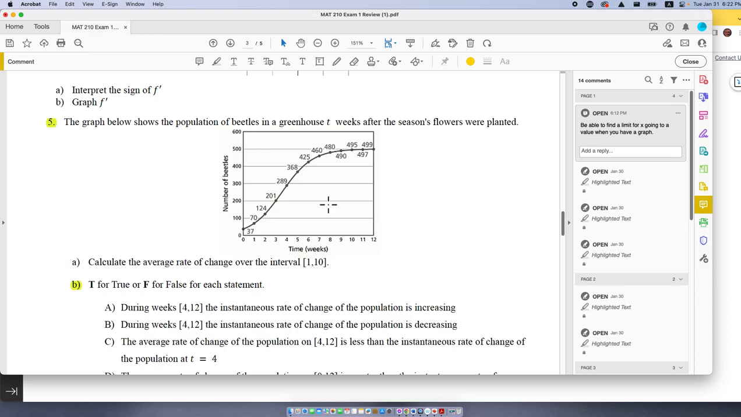The function is increasing, but the instantaneous rate of change is not. The instantaneous rate of change is all those slopes. Those slopes are actually getting smaller. So that's a good question. So yes, this function is increasing, but the rate of change, the instantaneous rate of change, is not.